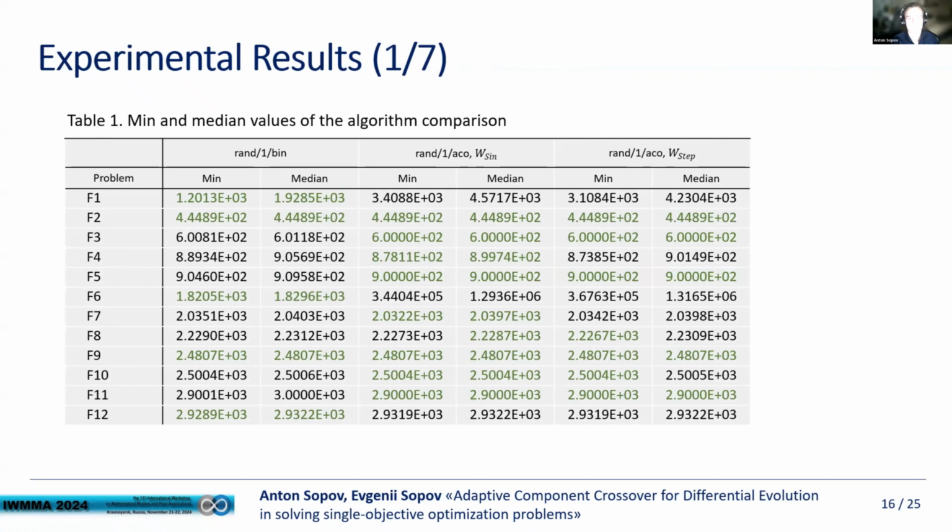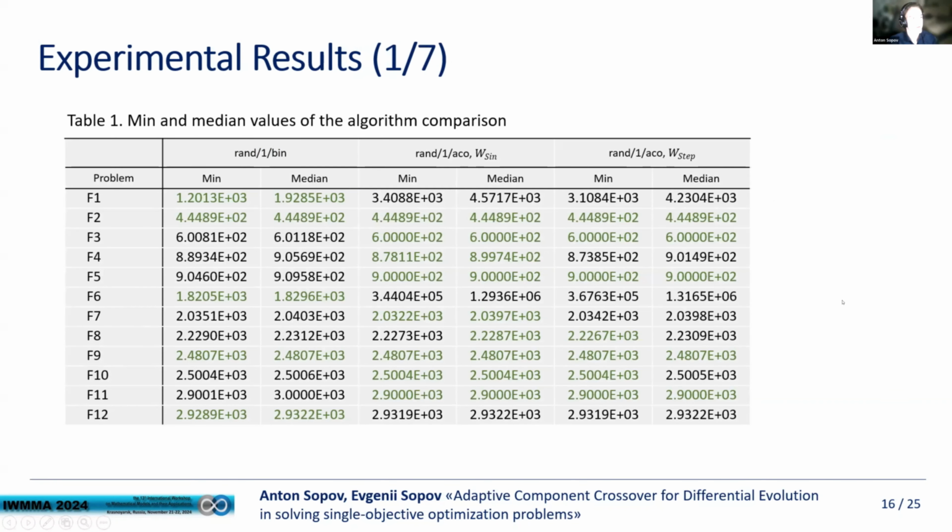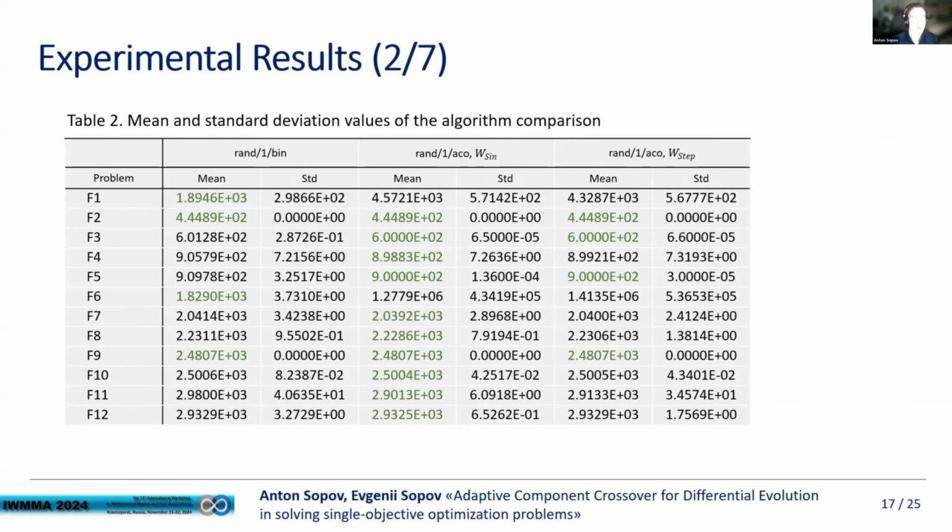As it can be seen, most of all, the proposed scheme, denoted as rand 1 ACO, was better on every problem except for the F1 and F6 problem. If comparing weight with the sign scheme to the weight with the step scheme, the sign scheme was a bit more stable and shows a better performance overall. Also, the mean and standard deviation values are presented on the table.